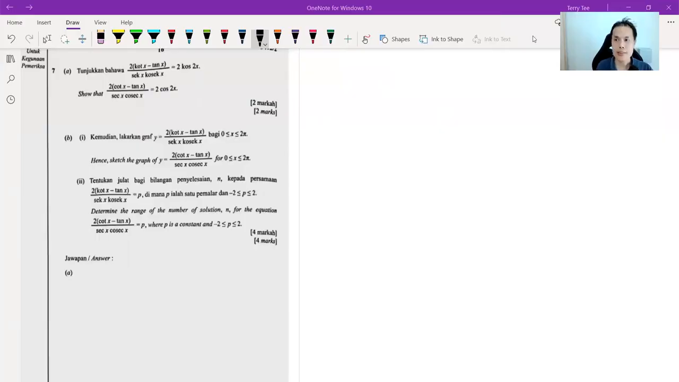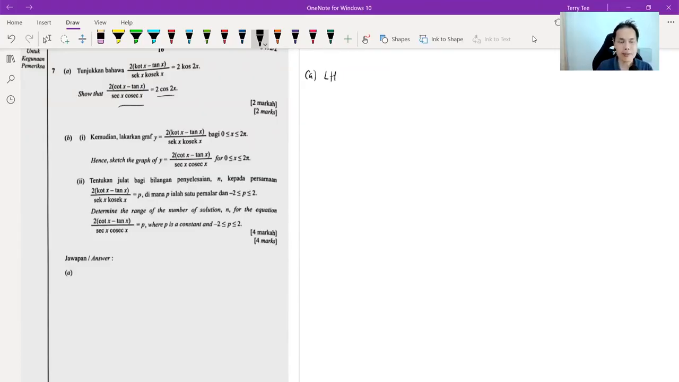Okay, moving on to question number 7. This is from the chapter Trigonometry. So, trigonometric function, Form 5, chapter 6. The first thing we need to do for the first part is to show that 2 times cotangent minus tangent over secant cosecant equals 2 cos 2x.